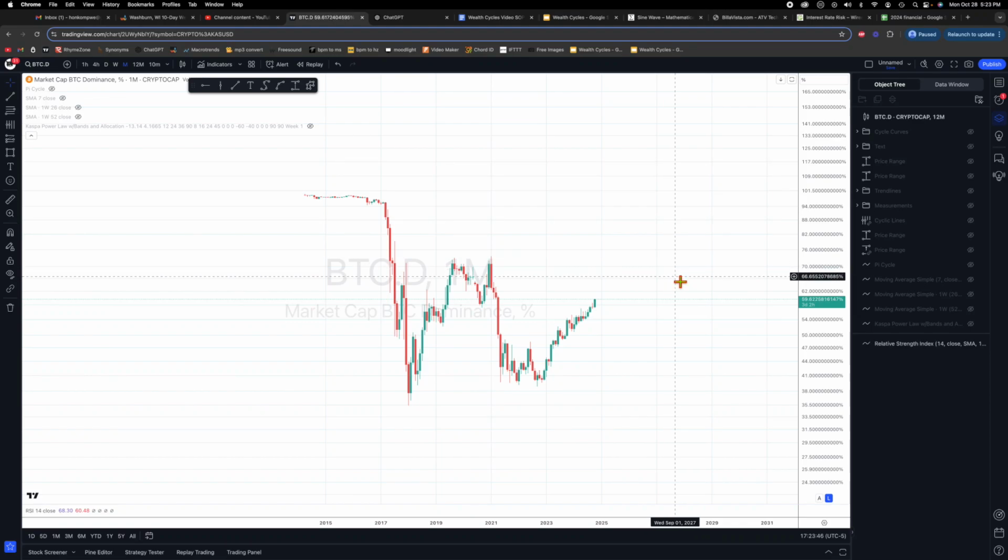Wes-tone here. In this video, we're going to take a look at Bitcoin dominance through the lens of the wealth cycles strategy. And by the looks of this chart, it looks like we have some pretty decent cycles happening here. So let's just get to measuring.